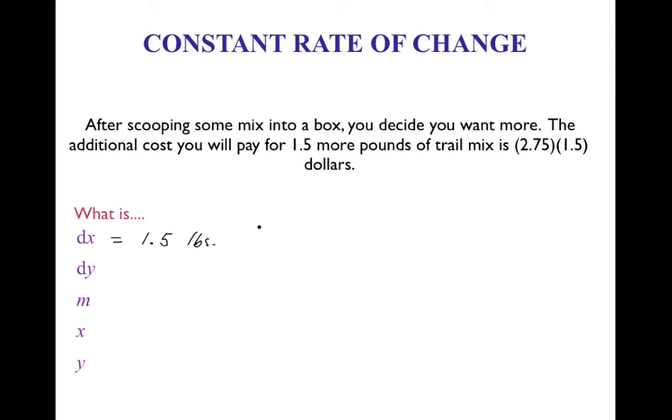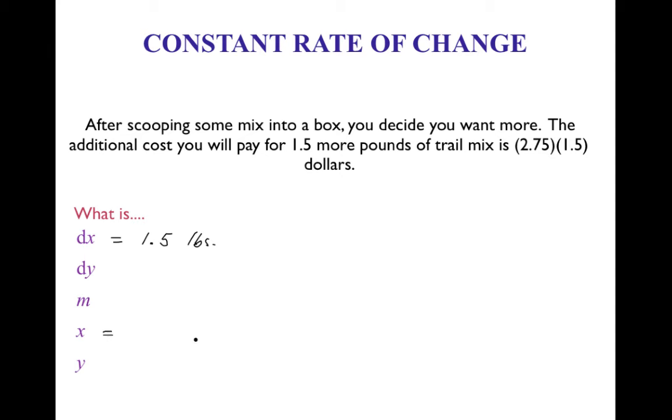After some deliberation, he said that dx was 1.5 pounds. Agree? This is the change. So let's jump to x. What's the value of x? Yeah? 1.5 pounds. 1.5 pounds. Agree? Aiden? It's the initial amount.